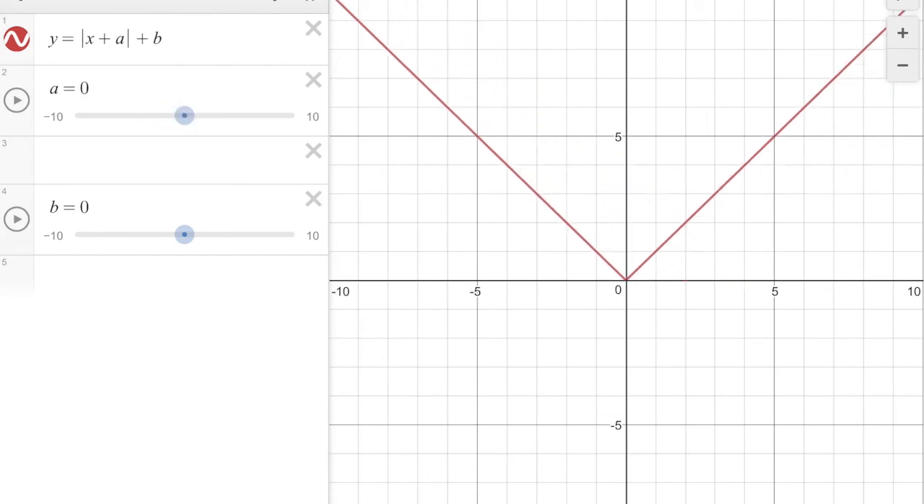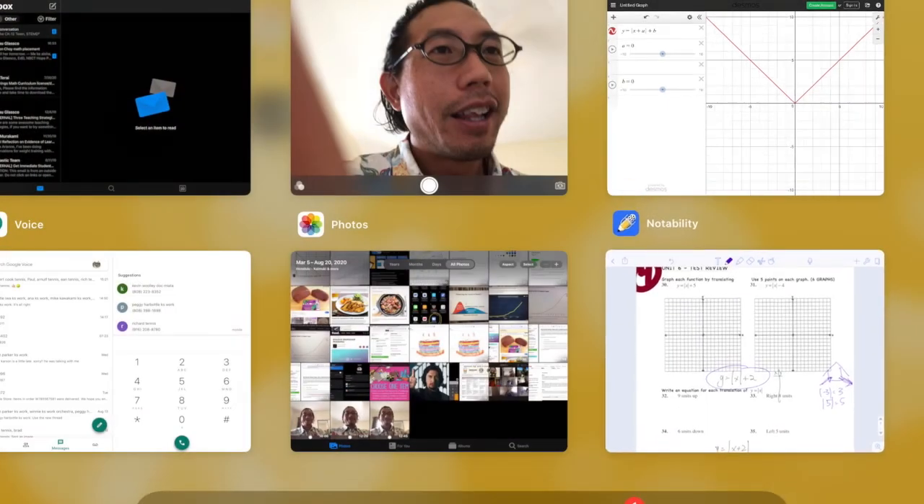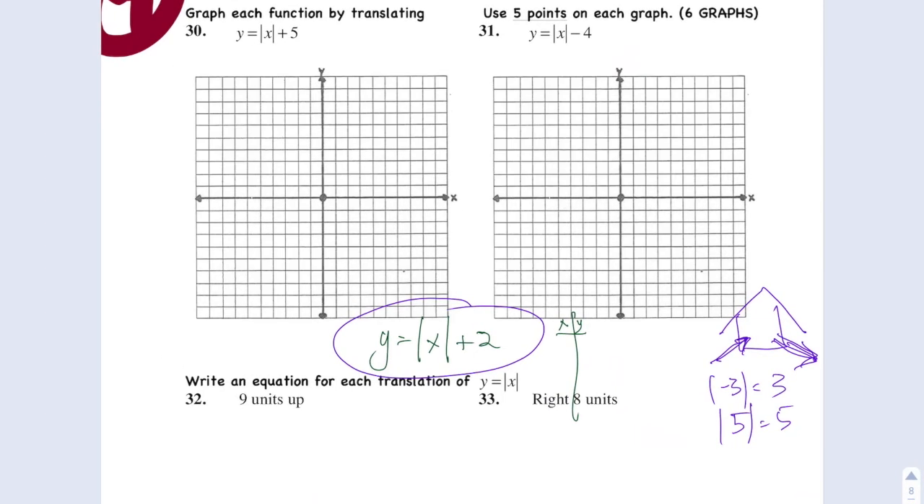Okay? I encourage you to go to desmos.com and play around. Set it up just like I did, or graph all of these to convince yourself that this is how absolute value works.